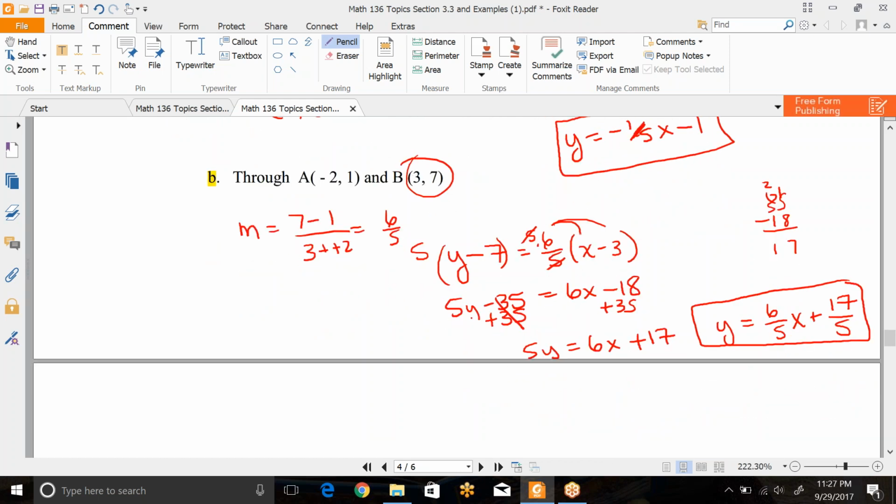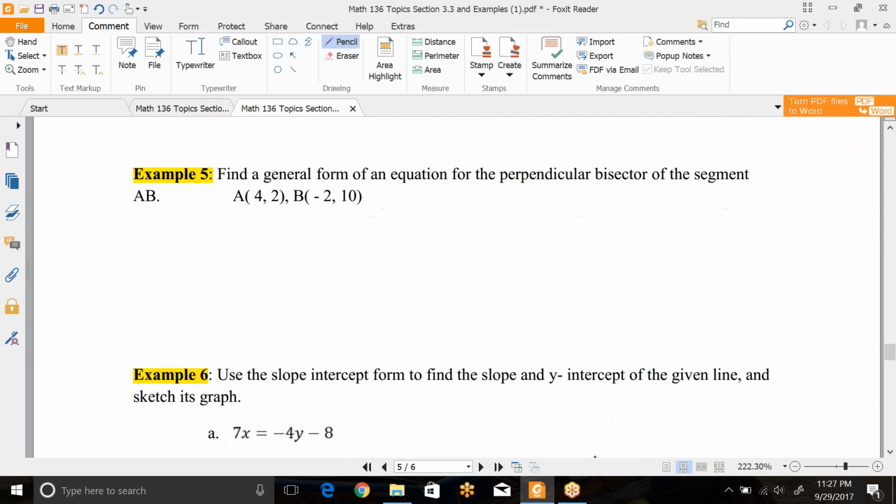So as long as you can find a slope and a point, you can use point-slope to get the equation that you need. So let's look at some other examples that I have in this packet. Now this one's a special case. I want to highlight 2 words here: perpendicular bisector. This is not just finding the equation of a line that's perpendicular, it's finding the equation for the perpendicular bisector. Perpendicular, remember, means that the slope is the opposite reciprocal of the other equation.